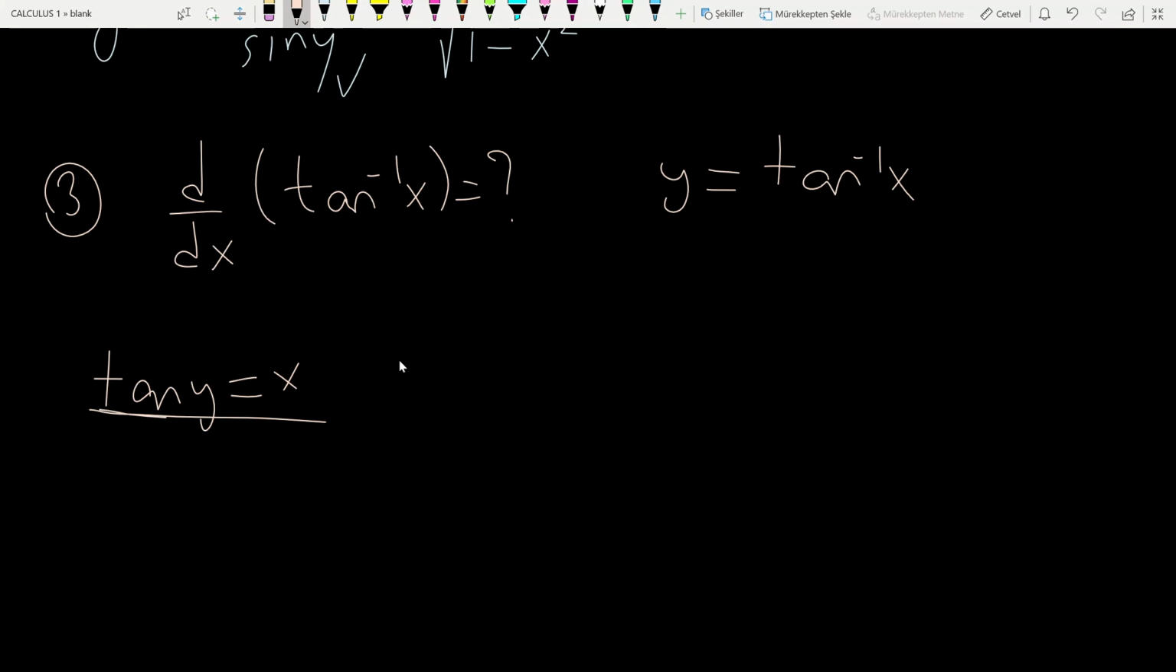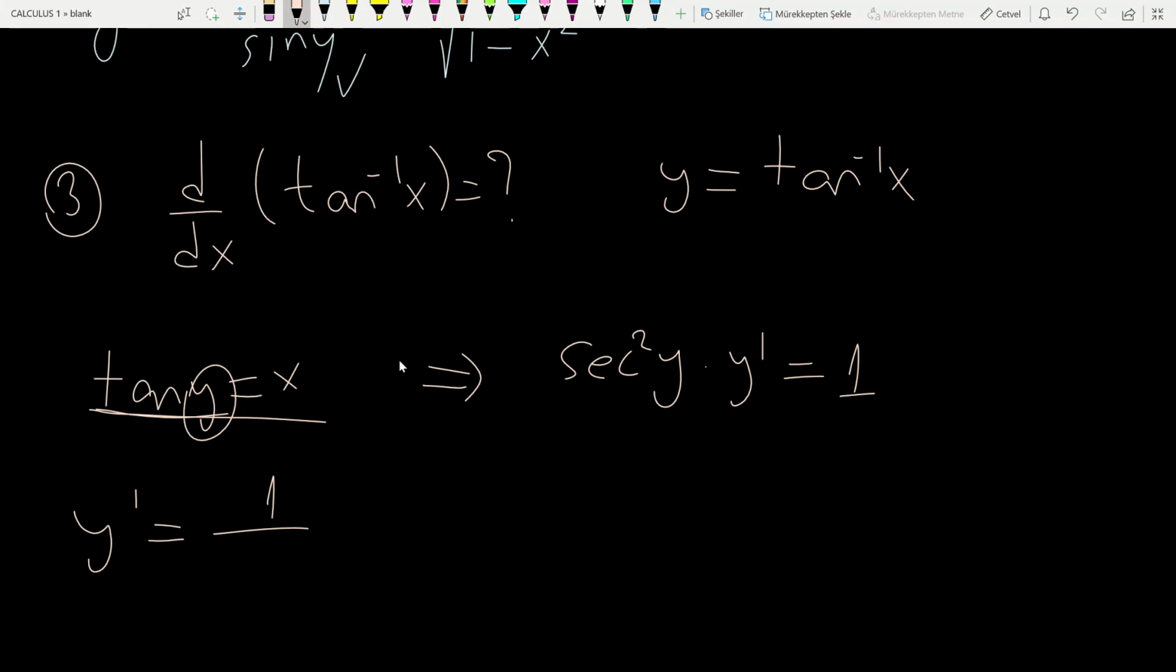The derivative of the left hand side, the derivative of tangent y, is equal to secant square y times, again, the derivative of the inside, y prime. The derivative of the right hand side is equal to 1. So y prime becomes 1 over secant square y. Again, the final answer is with respect to y, but it must be with respect to x, as you see. This is why we have to do something to convert the problem.